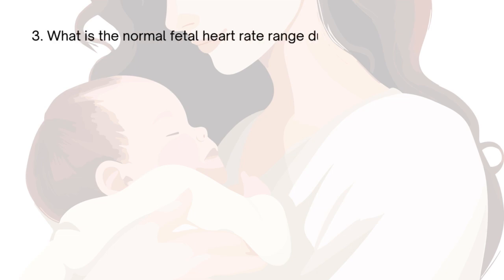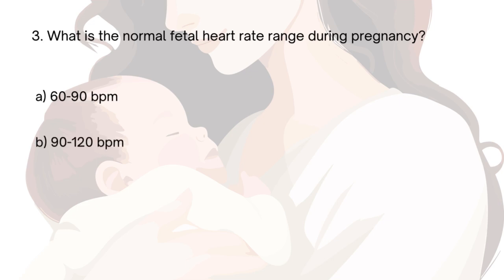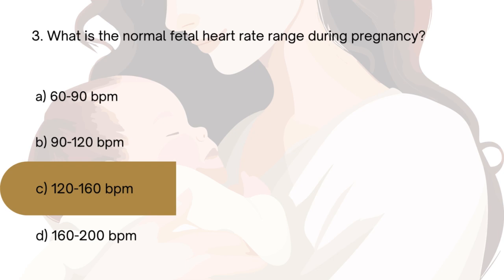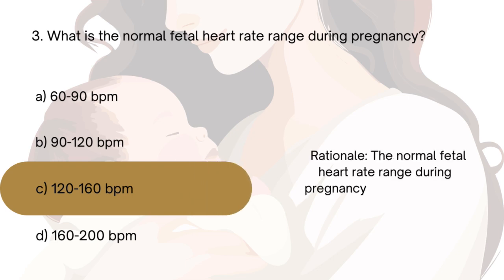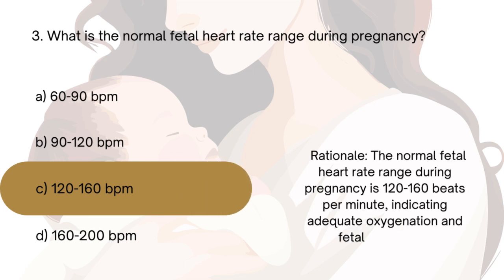3. What is the normal fetal heart rate range during pregnancy? A. 60 to 90 bpm. B. 90 to 120 bpm. C. 120 to 160 bpm. D. 160 to 200 bpm. Rationale: the normal fetal heart rate range during pregnancy is 120 to 160 beats per minute, indicating adequate oxygenation and fetal well-being.